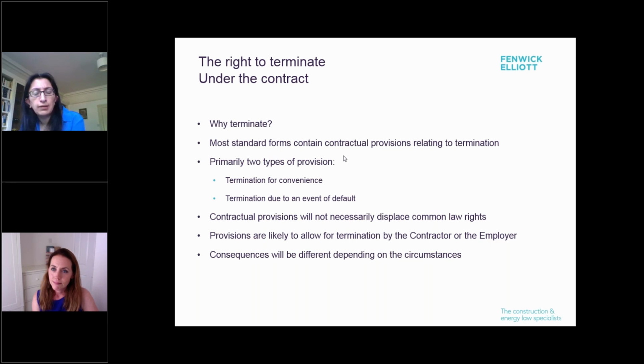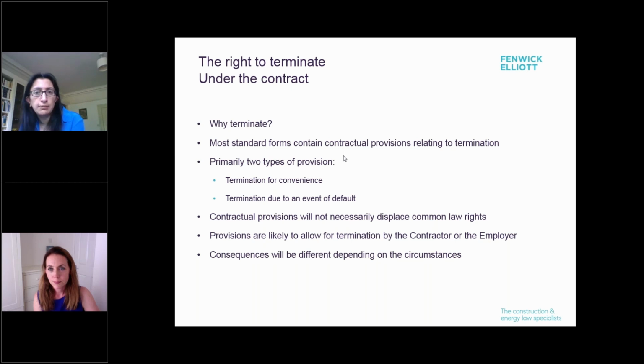But I think the other thing is some contracts do try and displace that common law right, and it can be displaced, but only with very express wording, and there is case law to that effect. So whilst there may be some arguments about whether or not you can use the common law rights as well as your contractual rights, you need to go back to the contract and see if the common law right is expressly excluded.